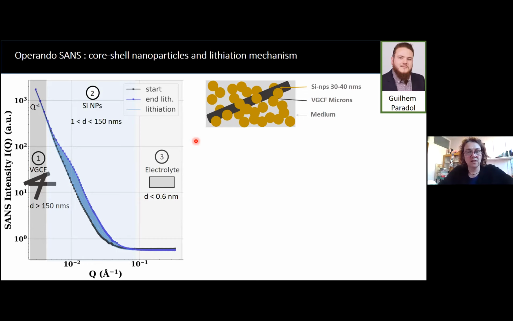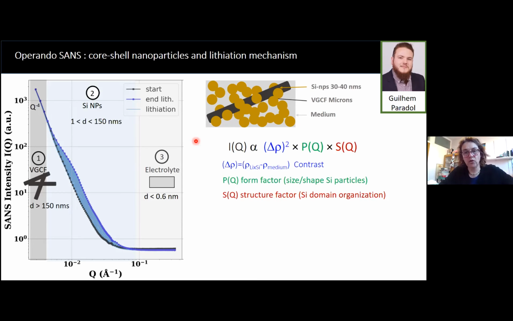Usually, when you do a SANS experiment, the intensity is the product of three terms. The first is what we call the contrast, which is basically the difference in color between your particles and your medium. In our case, it depends on the scattering length density of the lithiated alloys of silicon, LixSi. The second term is the form factor, related to the shape and size of your particles. The last term is the structure factor, which correlates to the way the silicon particles are organized together.